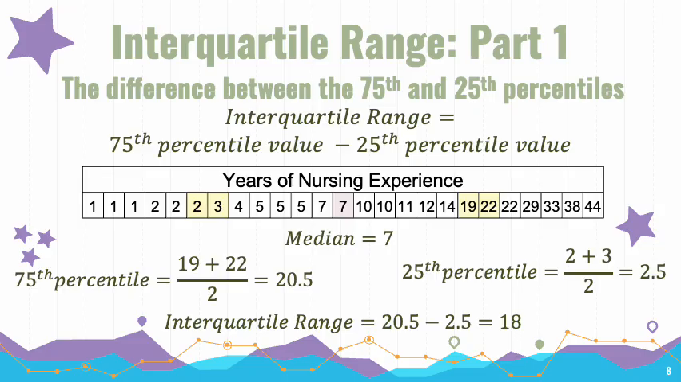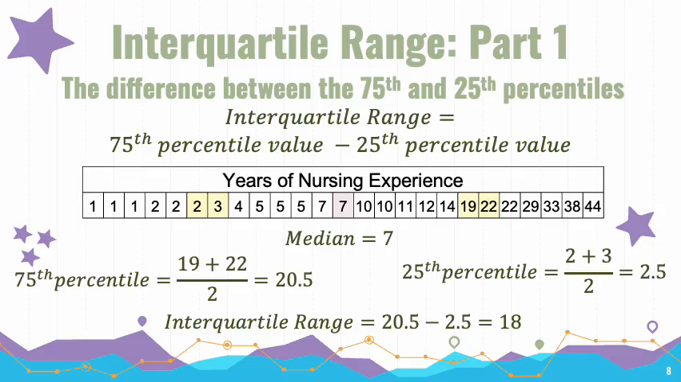The interquartile range is the difference between the 75th percentile and the 25th percentile. Percentile is a measure of location and tells us how many data values fall below a certain percentage of observations. Therefore, the 25th percentile is the data value that the bottom 25% fall below, and the 75th percentile is the data value that the bottom 75% fall below.